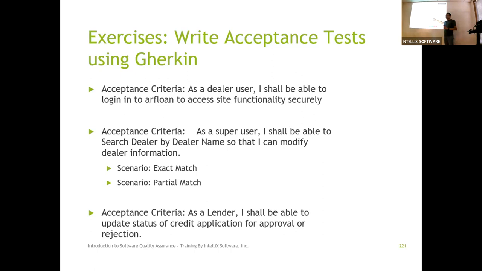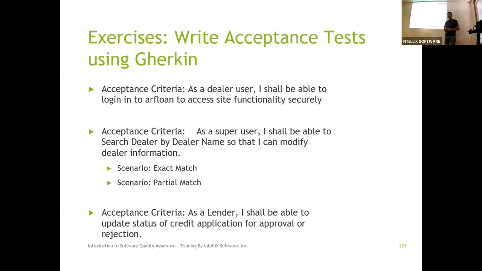Here, you need to write the acceptance test for this criteria. But here, you have two scenarios, so you need to write two acceptance tests for this one. And for the third one, make sure you come up with the scenario, and then write the acceptance test for the last one.